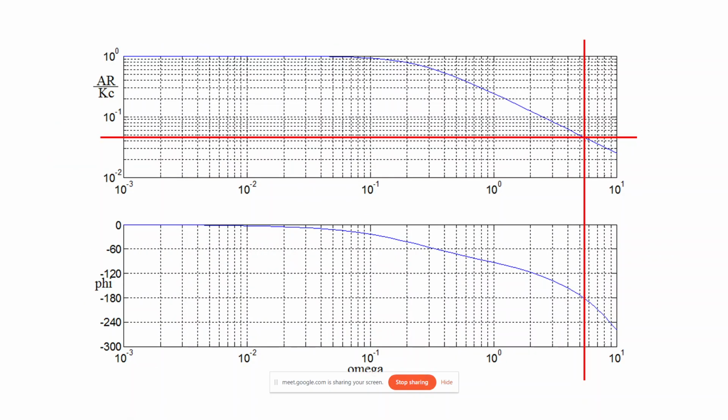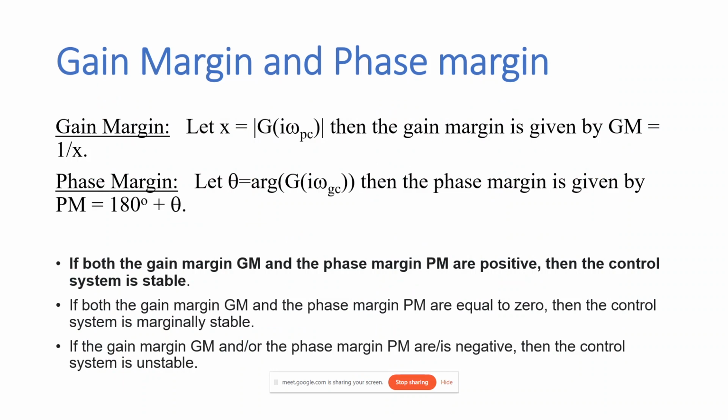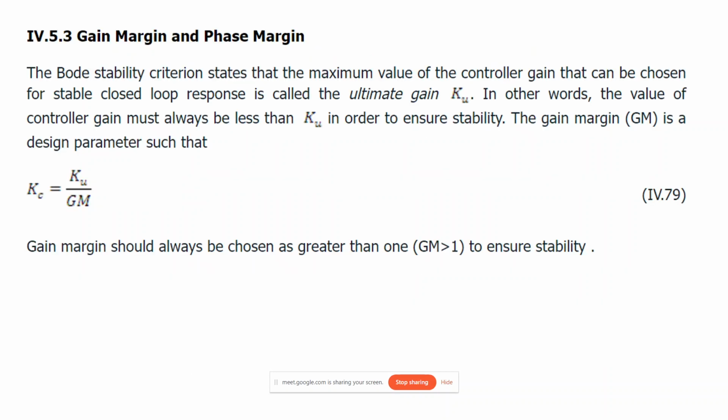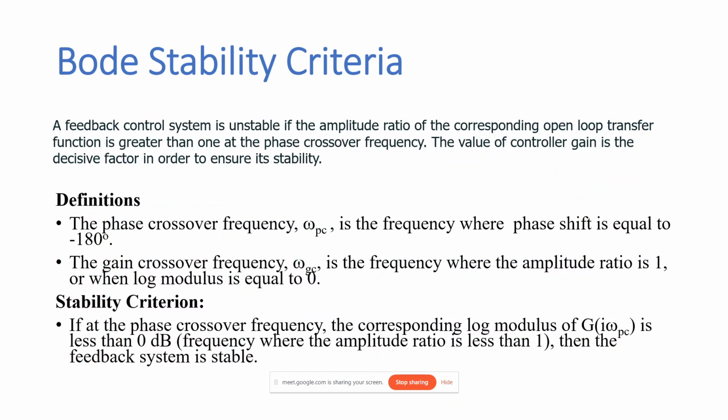So now we will be looking at the Bode stability criteria, and related to that, we'll be covering the gain margin and phase margin. So according to this Bode stability criteria, we define each of these terms. The stability criteria is given by this statement, which states that a feedback control system is unstable if the amplitude ratio corresponding to the open loop transfer function is greater than 1 at the phase crossover frequency. The first thing to notice is that we will be analyzing the open loop transfer function. Okay.